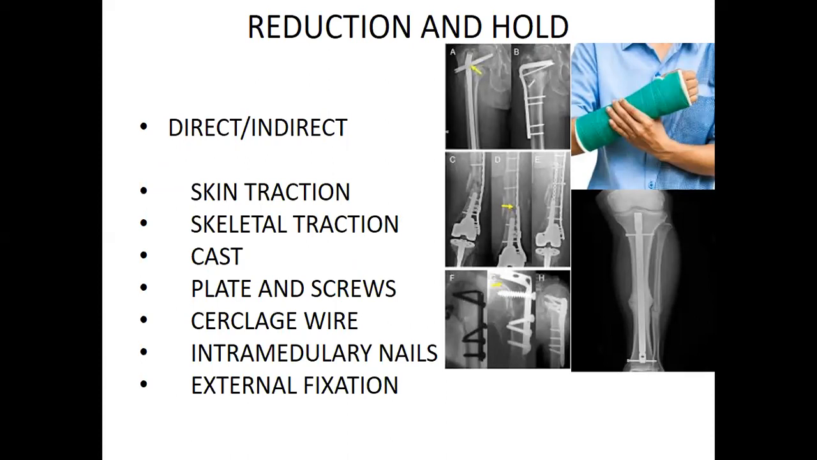So these are the indications for operative and non-operative management of fractures. But how do we actually manage this fracture? The principle of management of fracture, one, you have to reduce that fracture. Now we have resuscitated the individual, and we are now looking at the limb. So we have to reduce the fracture.